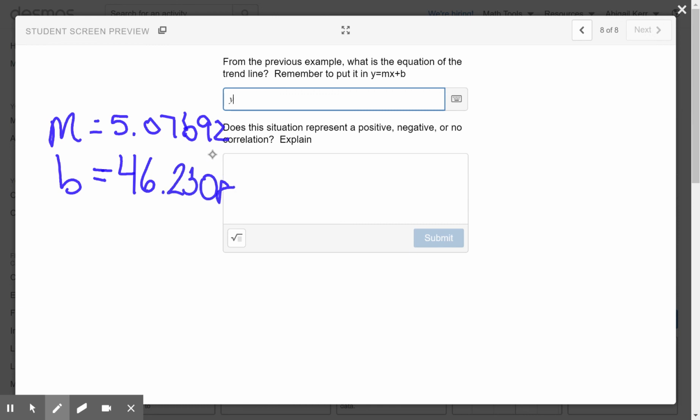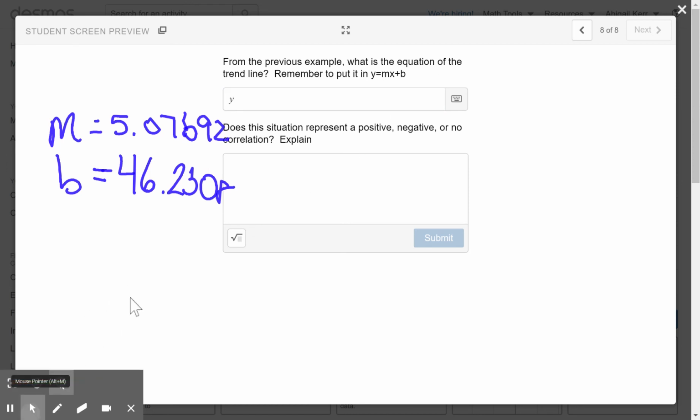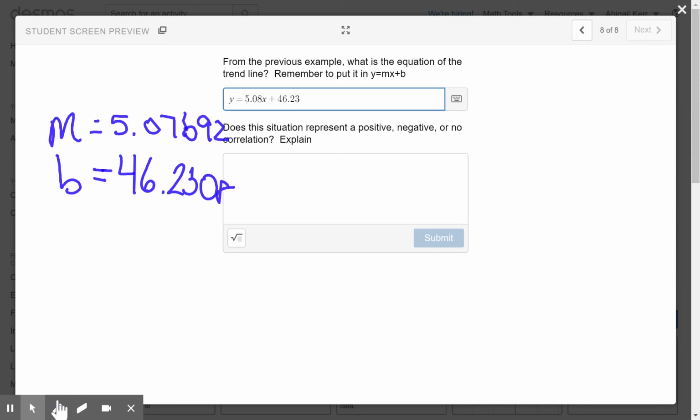Okay, so once again, please do not write all of those numbers. Two numbers after the decimal is fine. So 5.08, because that 6 is bigger than 5, so we round up. Write the x, plus 46.23. And now for the positive, negative, or no correlation.